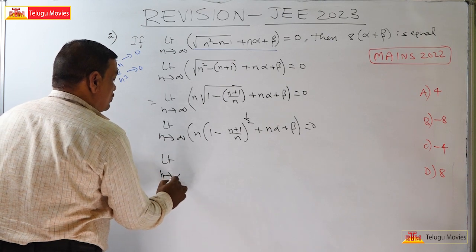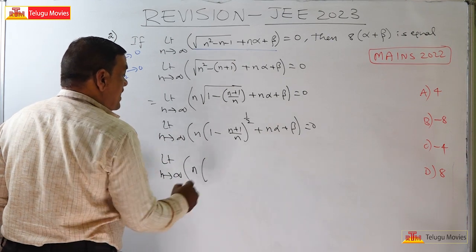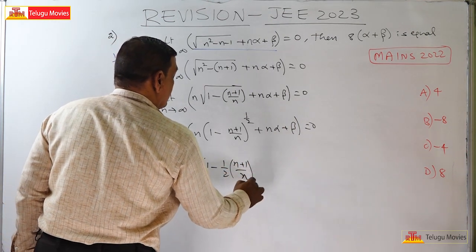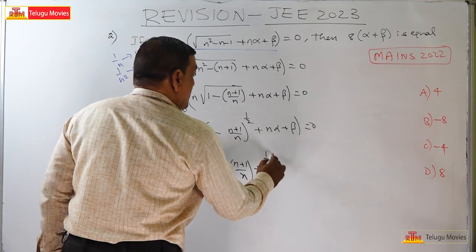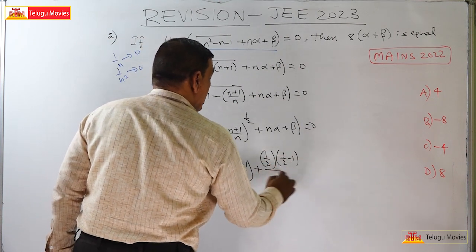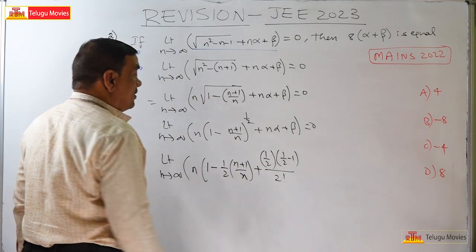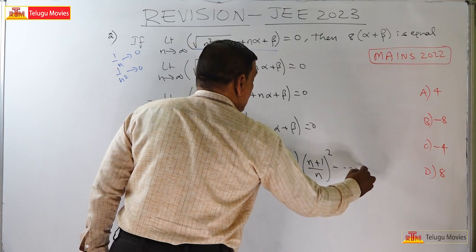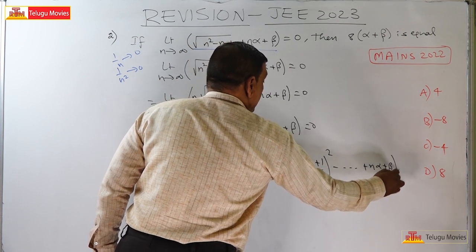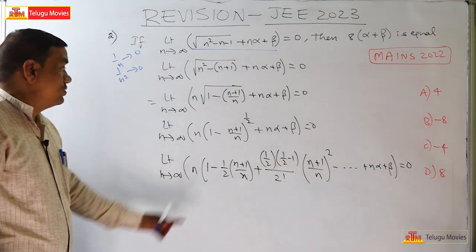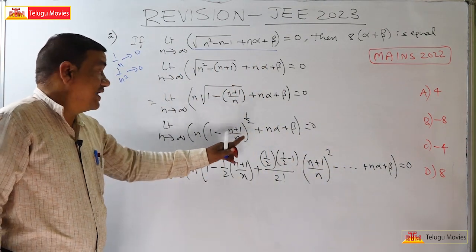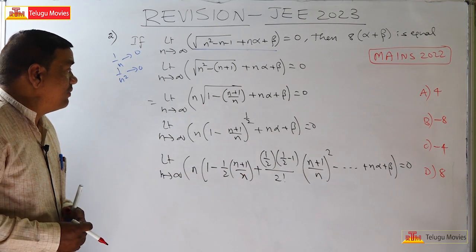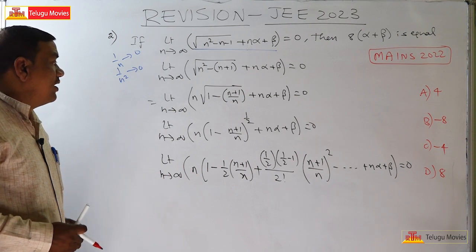So limit n tends to infinity, n into, so this expansion is 1 minus 1 by 2 into (n plus 1) by n square, plus 1 by 2 into (1 by 2 minus 1) by 2 factorial into ((n plus 1) by n square) whole square, minus and so on. These terms will be there, plus n alpha plus beta is equal to 0. Okay now.